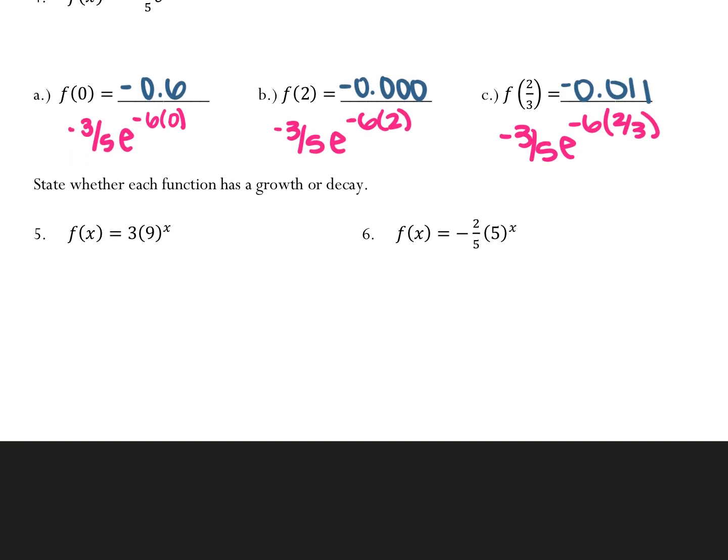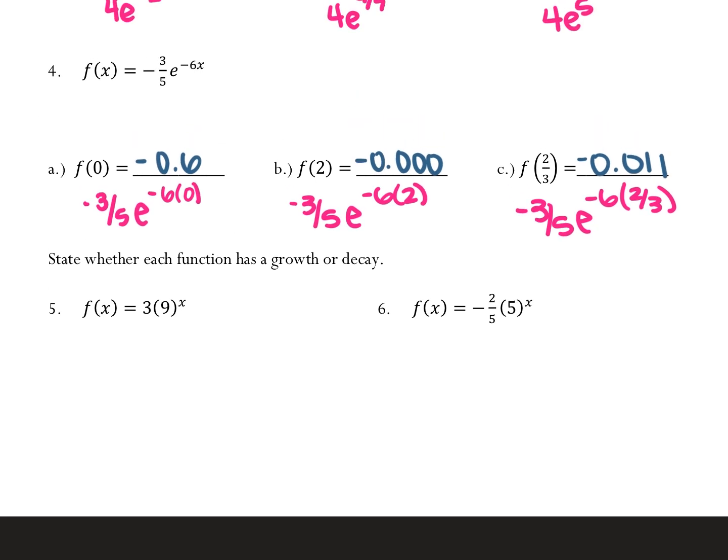The next part within your review goes over growth and decay. You're given functions and told to state whether or not there's a growth or a decay. With these, you're going to look at the number that has the power of x attached to it. That number, if it's greater than 1, has a growth. If it's less than 1 but greater than 0, it has a decay. So for number 5, you have f of x is equal to 3 times 9 to the power of x. That 9 is the term that x as the power is attached to. 9 is greater than 1, so we have a growth on this one.